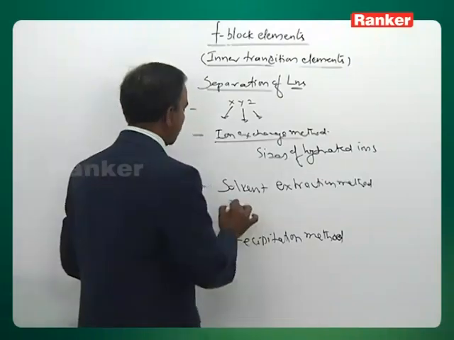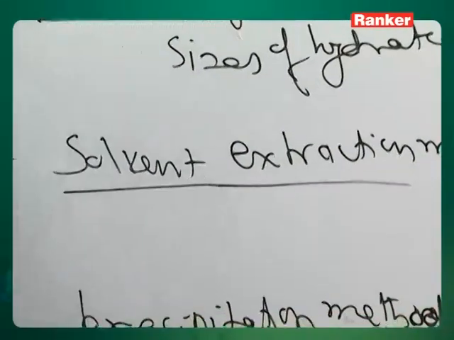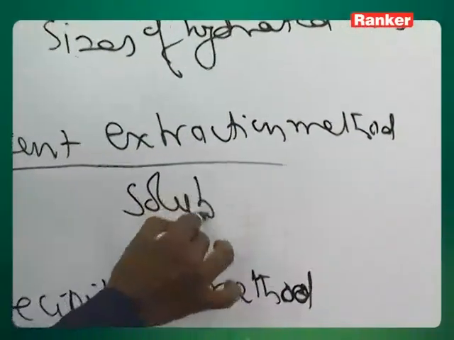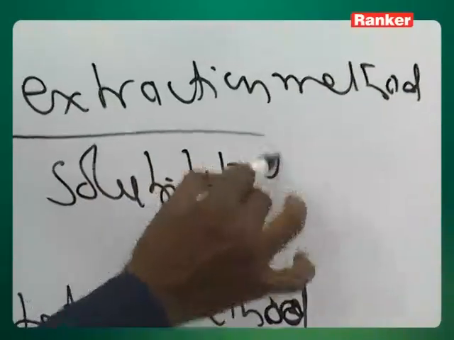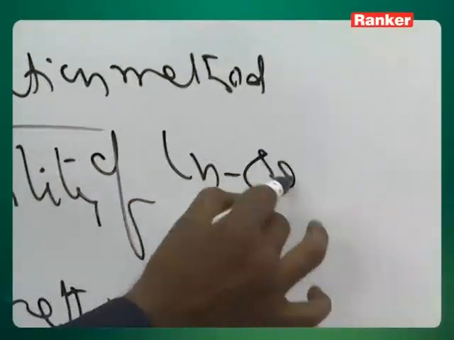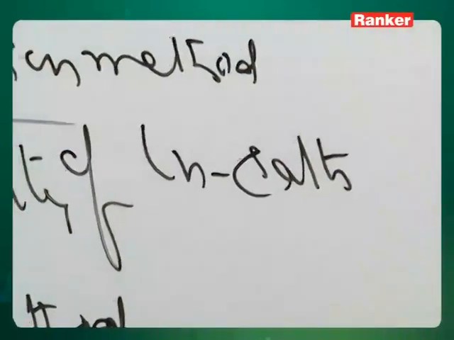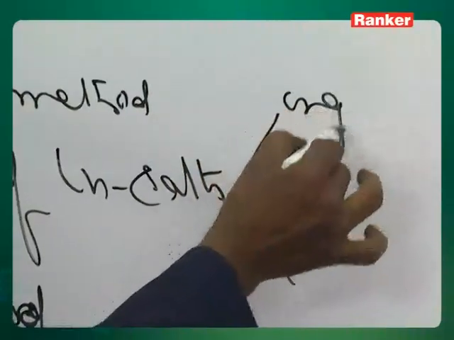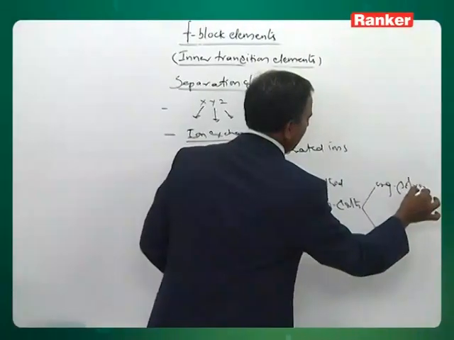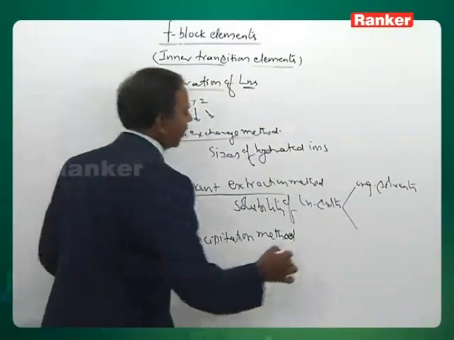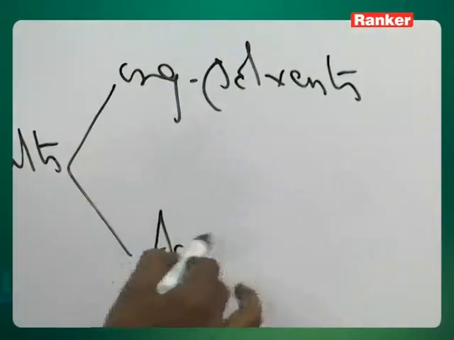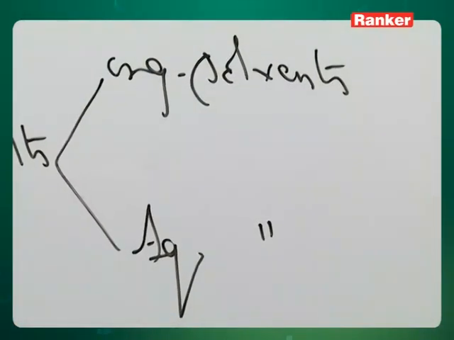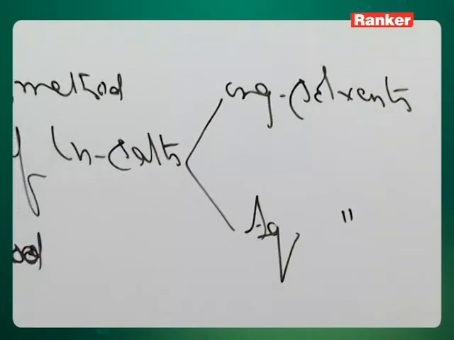Coming to the next one, the solvent extraction method. This method is dependent on the solubility of lanthanide salts. What is this solubility of lanthanide salts? Some of the lanthanide salts are more soluble in organic solvents, and some of the lanthanides are more soluble in aqueous solvents. Based on their solubility, we can separate one lanthanide from the other lanthanide.